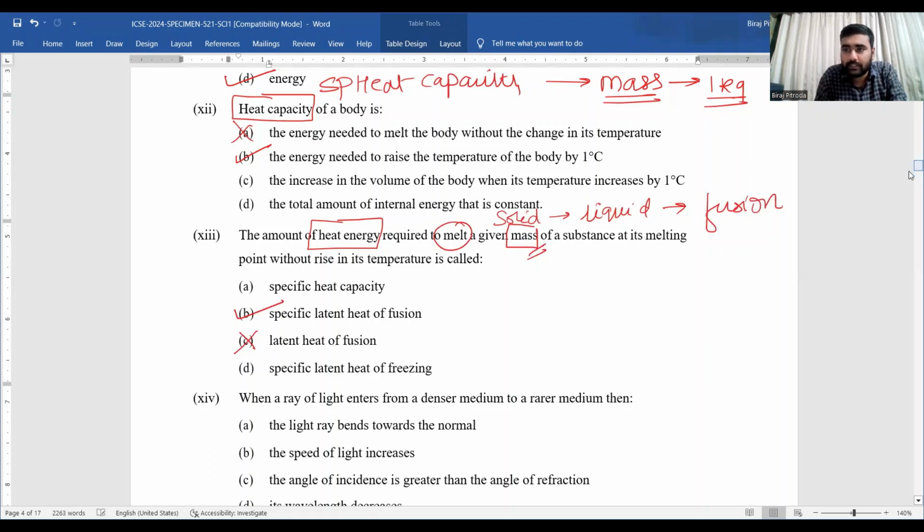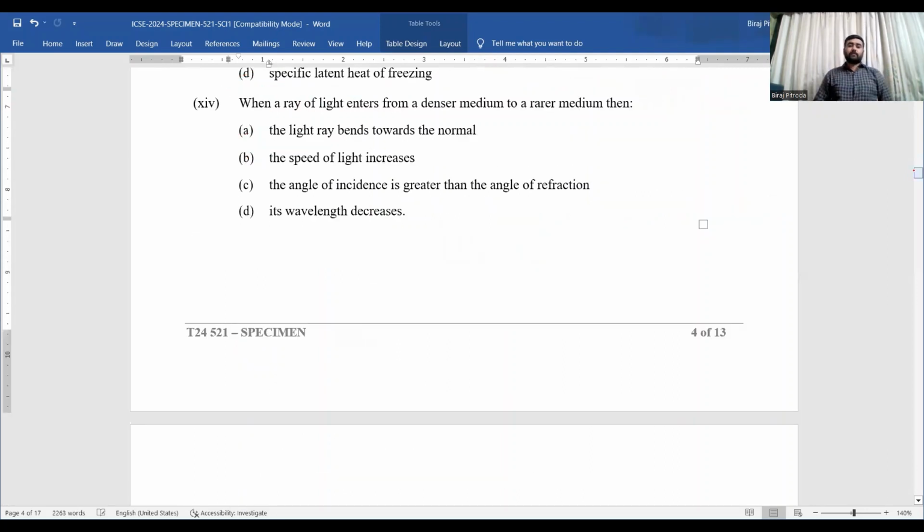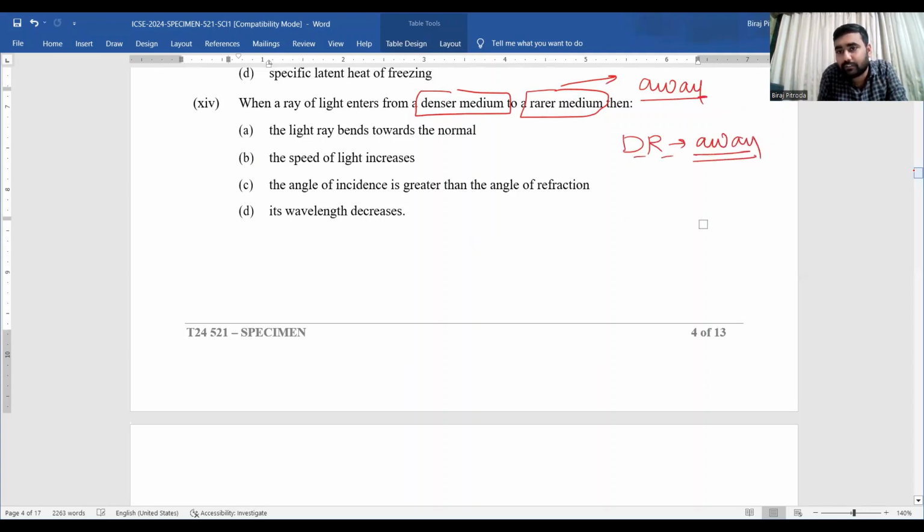The 14th one. The 14th question is, when a ray of light enters from a denser medium to a rarer medium. Okay, this is super easy. Denser to rarer, the ray of light should go away from the normal. We have a keyword: away. Denser to rarer, away from the normal. But if I try to see my options, bending towards the normal, no, this is incorrect. I don't have any option away from the normal.